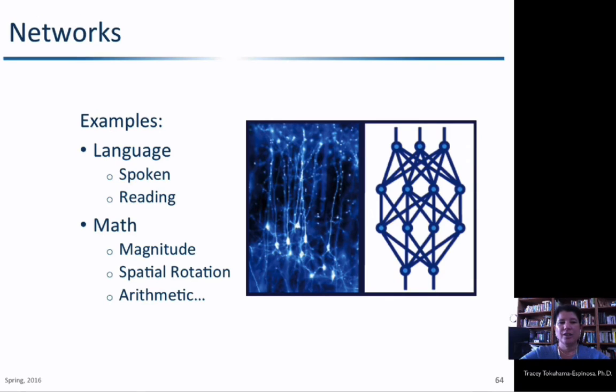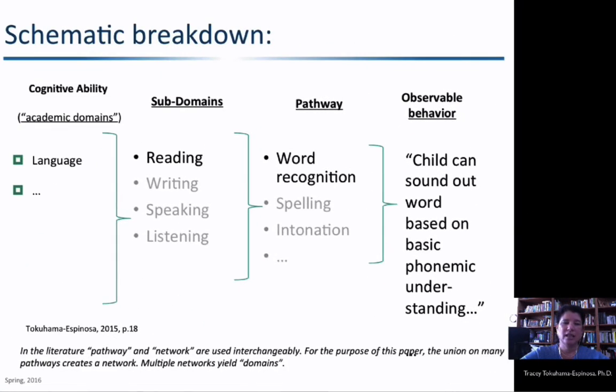Other ways are to look at actual activities that might occur in your daily life. For example, the biggies of language and math are really being undertaken right now to a great extent. And what does this mean in an observable way? When a child is learning to read, one of the competencies they have to master is that they can sound out a word based on phonemic understanding, okay? So that would be something we could see.